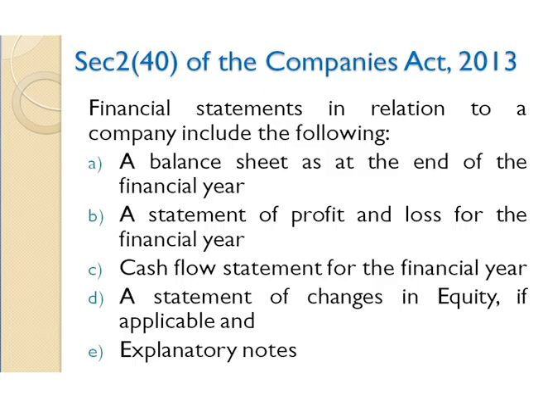1, a balance sheet as at the end of the financial year. 2, a statement of profit and loss for the financial year. 3, cash flow statement for the financial year. 4, a statement of changes in equity if applicable. And 5th, the explanatory notes. So, all these 5: 1, a balance sheet; 2, a profit and loss account; 3, a cash flow statement; 4, a statement of changes in equity; 5, the explanatory notes, or the footnotes, what we call. All these 5 are important financial statements which a company prepares annually.